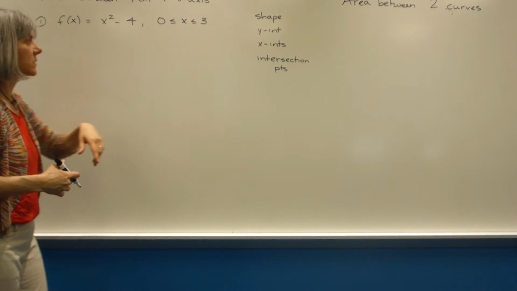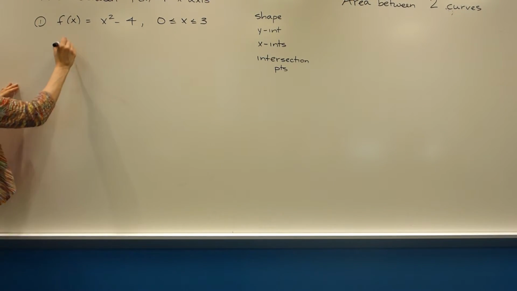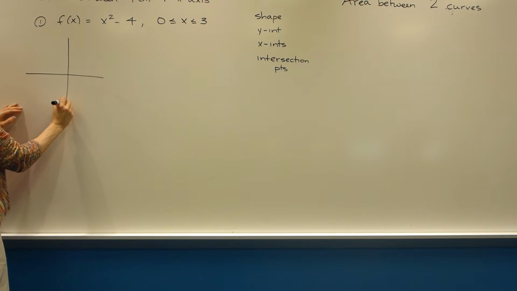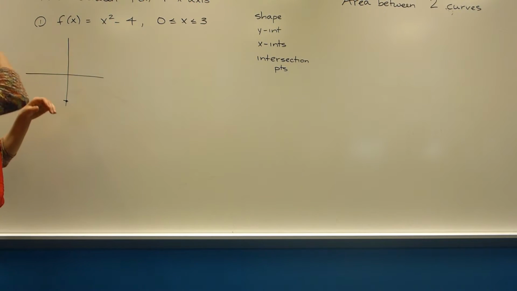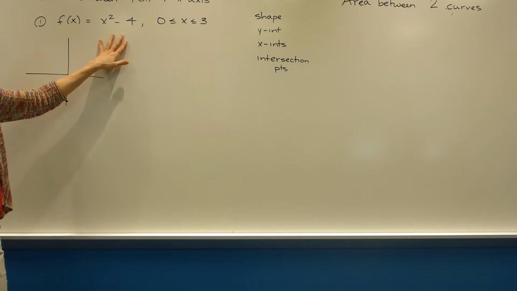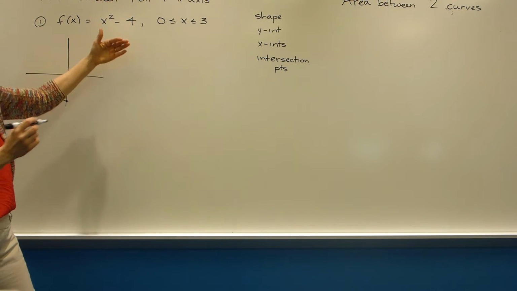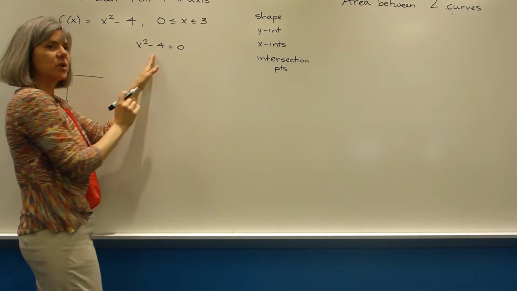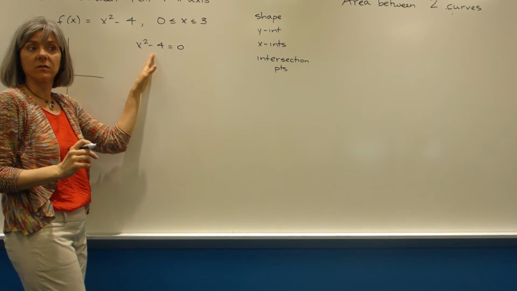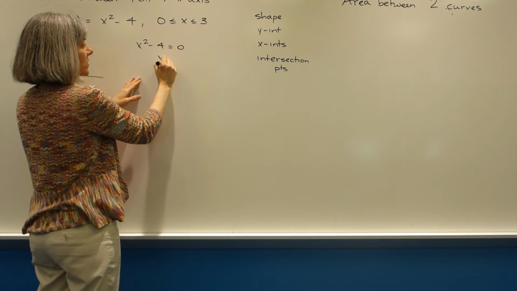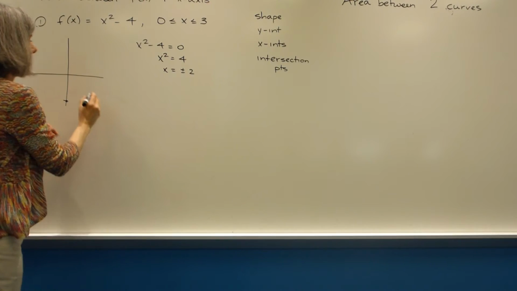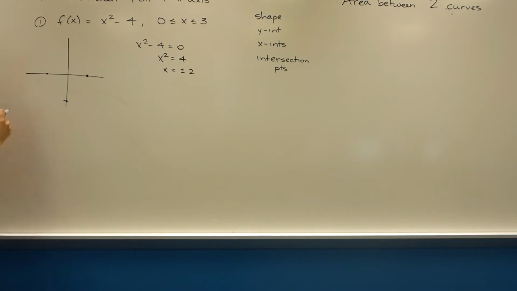And then intersection points. So here, what shape is this? A parabola. And the y-intercept is? Negative 4. Put in 0, so negative 4. So I know I have a point down here. And then I need the x-intercepts. How do I find those? Set it equal to 0: x squared minus 4 equals 0. If there's no middle term, you do not have to factor. You can just go straight to x squared equals 4, so x equals plus and minus 2. So I know I've got a point here and a point here.